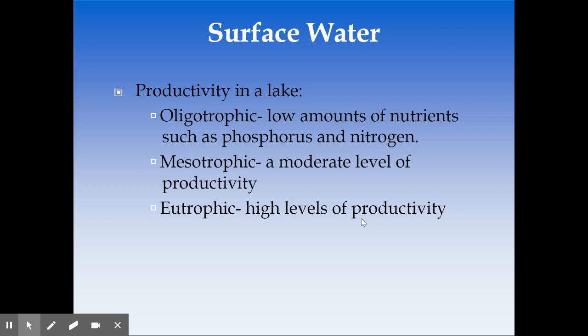But we know that those can be really bad because all of those nutrients are going to cause the algae in the water to grow at a tremendous rate. Over time, that algae is going to die and bacteria will come to decompose it, and that bacteria is going to take up all of the available oxygen in the aquatic ecosystem. So we have to make sure that we maintain the proper amount of nutrients and oxygen levels in our surface waters.